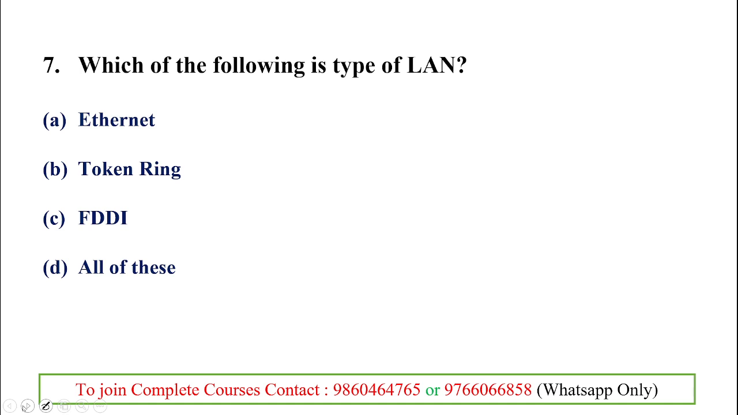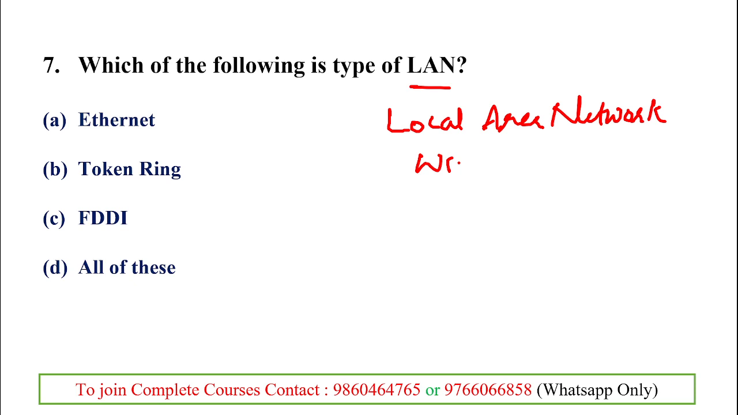And the next one: which of the following is a type of LAN? LAN's full form is local area network, which is one type of network, and the others are WAN, that is wide area network, and MAN, metropolitan area network. Here Ethernet, token ring, FDDI and others are given, and we want to select the right answer that is a type of LAN.